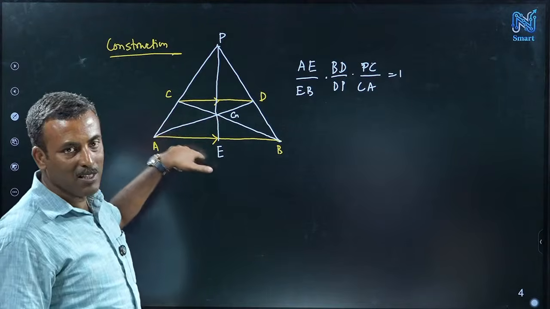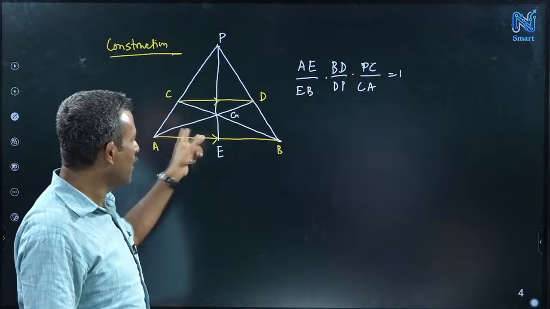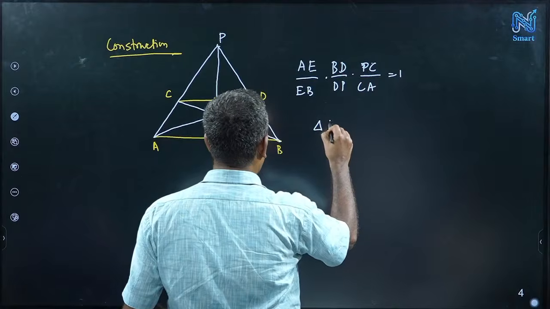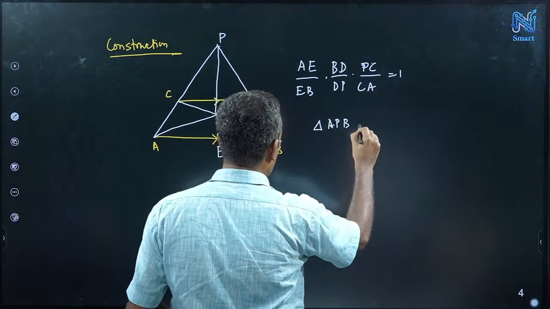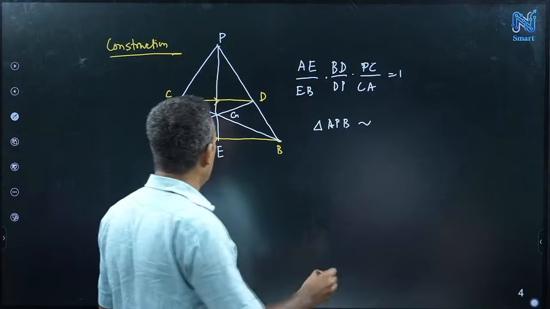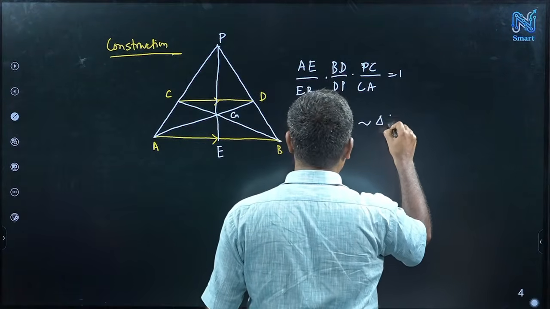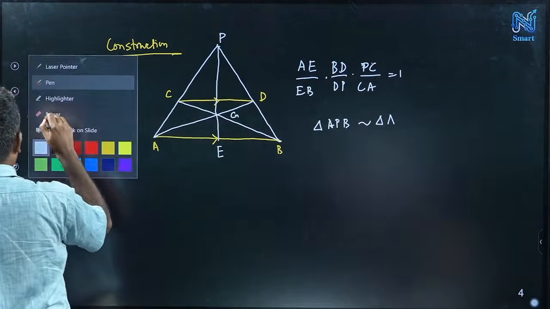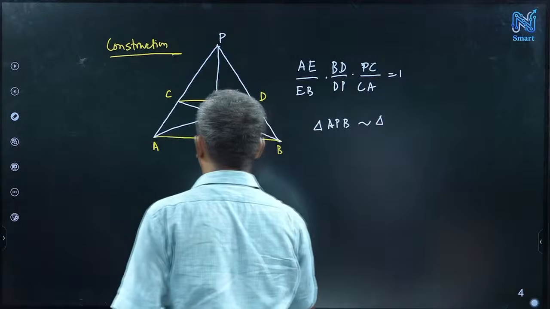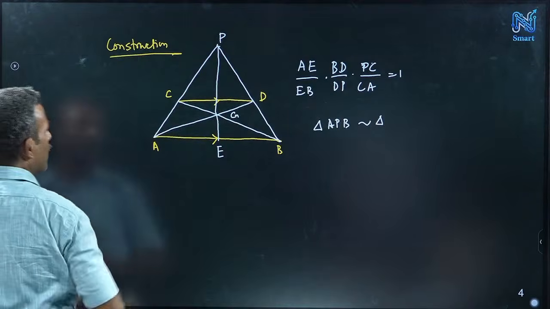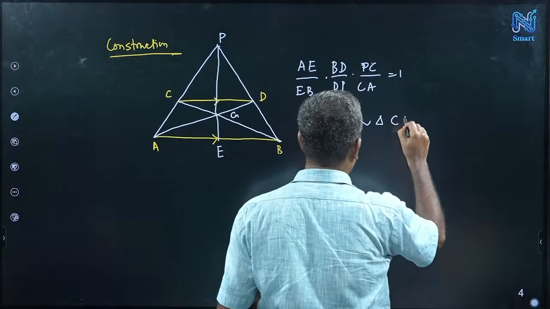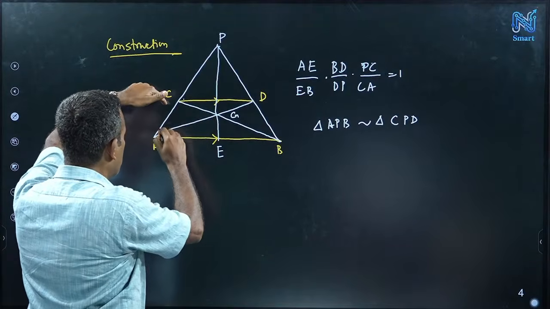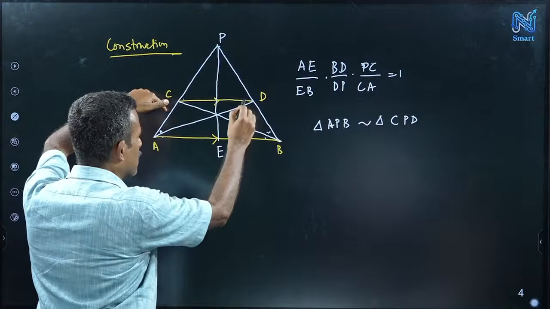Now, there are two similar triangles. Since CD and AB are parallel, we have two similar triangles. Triangle APB is similar to CPD. This triangle is similar to this triangle because this angle is the same as this one, this angle is the same as this, and the angle at P is common.